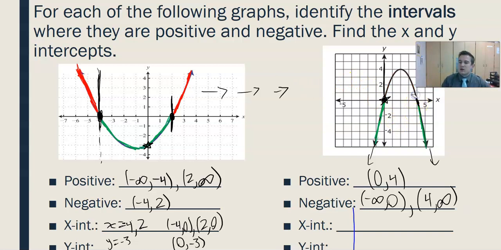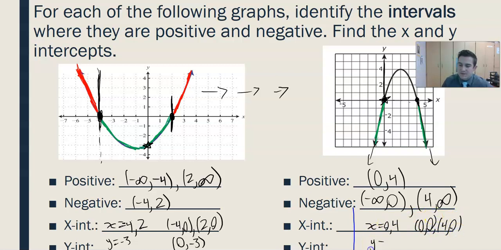Now let's look at my x-intercepts. Anytime I cross the x-axis, here and here is an x-intercept. So I have an x-intercept at x equals 0 and at x equals 4. It looks like 0, 1, 2, 3, 4. Yeah, 0 and 4. So those points are going to be 0, 0, and 4, 0.